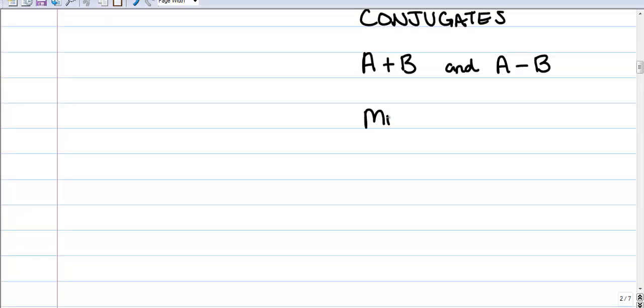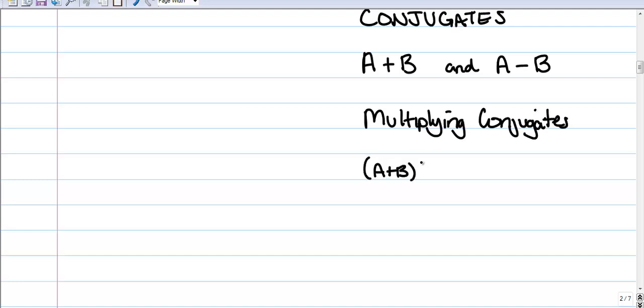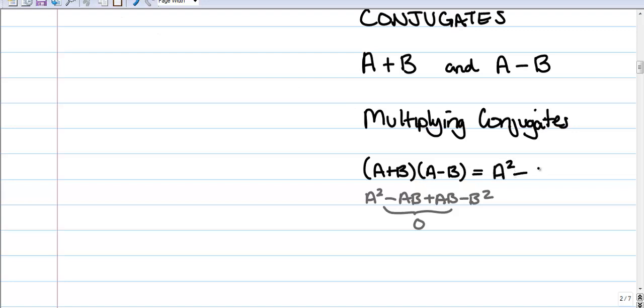Now, when we multiply conjugates, something special happens. Multiplying conjugates. When I multiply a plus b times a minus b, that's always going to equal the difference of two perfect squares. You know, I could go through the process of foiling this out and get a squared minus ab plus ab minus b squared. But notice what happens here. Those zero out. And so when I multiply conjugates together, I'm going to square the first term minus and square the second term.